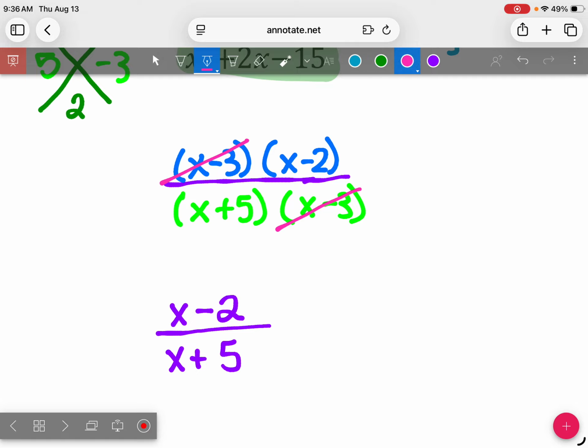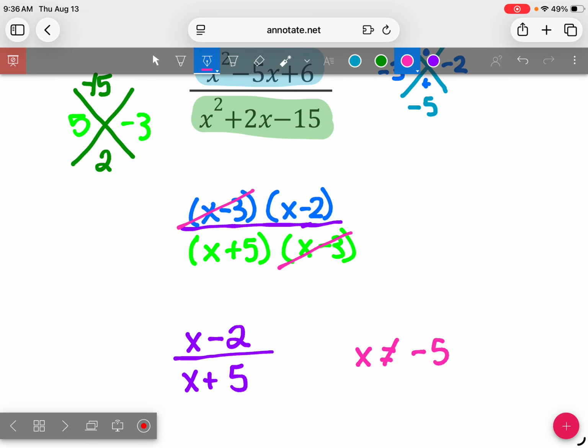What is our domain restriction going to be here? What can't x be? X cannot be negative 5. On our simplified fraction, that's the only piece that's there. However, we are doing our domain restriction for the question we're asked. There is another problem child in this denominator. It's the one that canceled out.